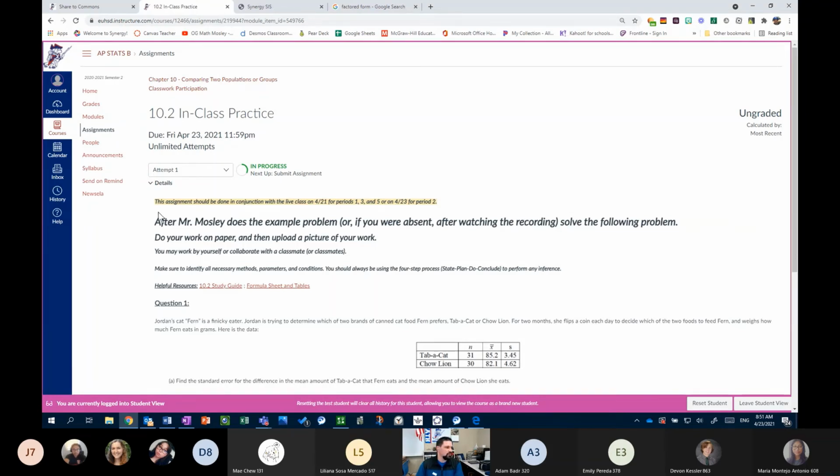All right, so I've done the example problem. We're going to solve this following problem. I would like you to do your work on paper and then upload a picture of your work. I find that this is much easier as far as taking a picture and uploading it if you have the Canvas student app, because then it's kind of like sending a text message. You can go into the app and the assignment and actually just take the picture within the app and it goes right in there.